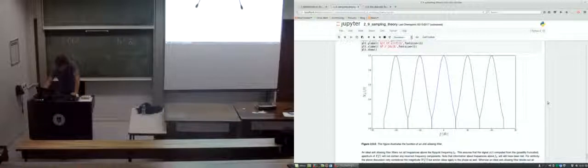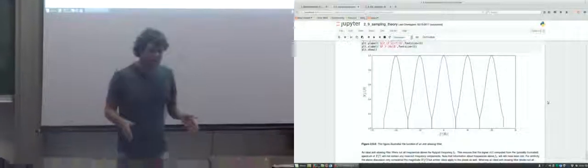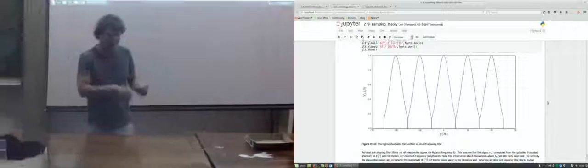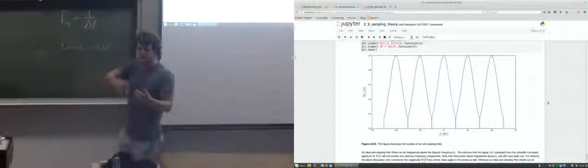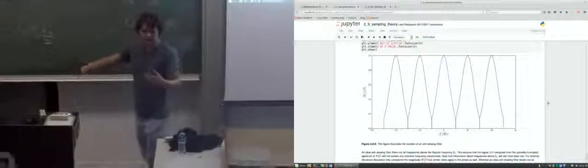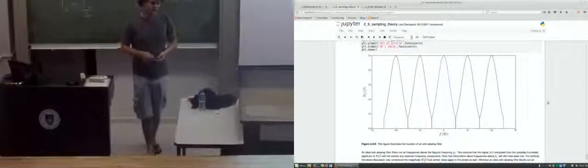And an anti-aliasing filter can be applied, which is just a low-pass filter to make sure that no frequencies above the Nyquist rate can fold back in. So in that case, you still lose information about frequencies above the Nyquist rate, but you don't get these incorrect aliases being folded back into your spectrum.